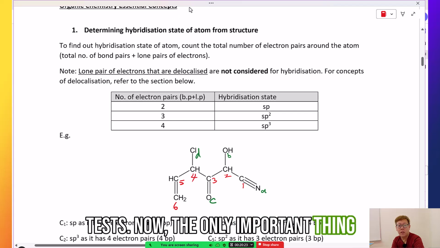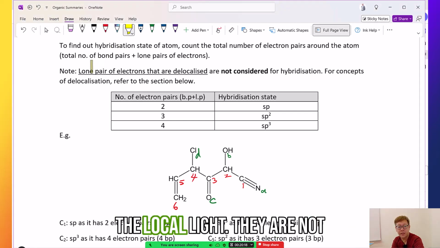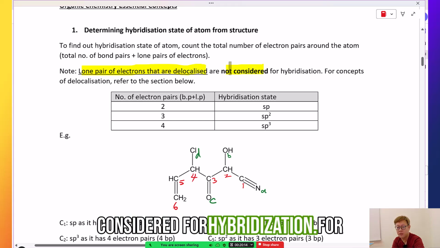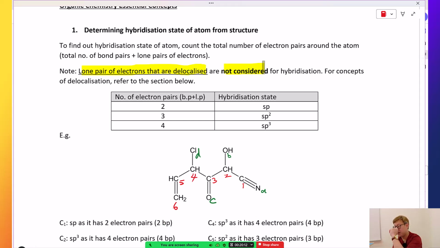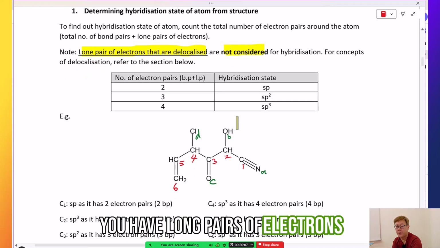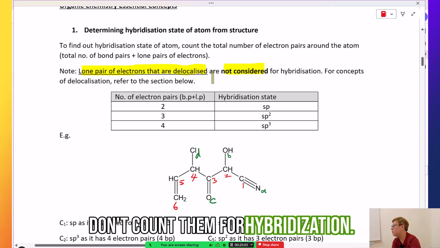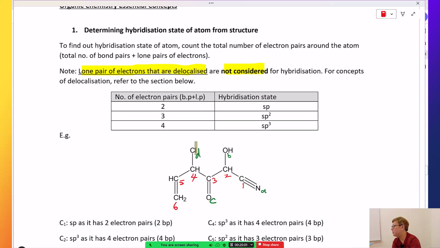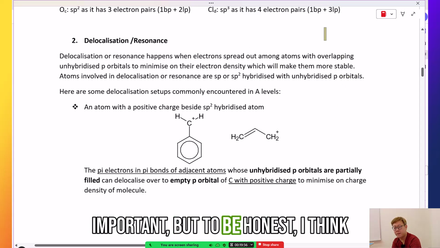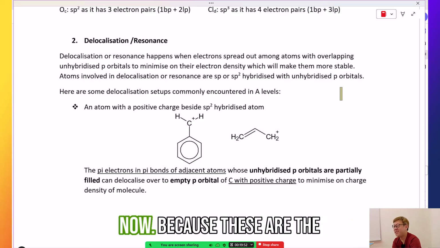Now, the only important thing I want to emphasize is when you have lone pairs of electrons that are delocalized, they are not considered for hybridization. Got it? Yeah, so do take note of that. If you have a lone pair of electrons that's involved in delocalization, we don't count them for hybridization. Clear? Okay, this section is important, but to be honest, I think many of y'all will not appreciate this now.